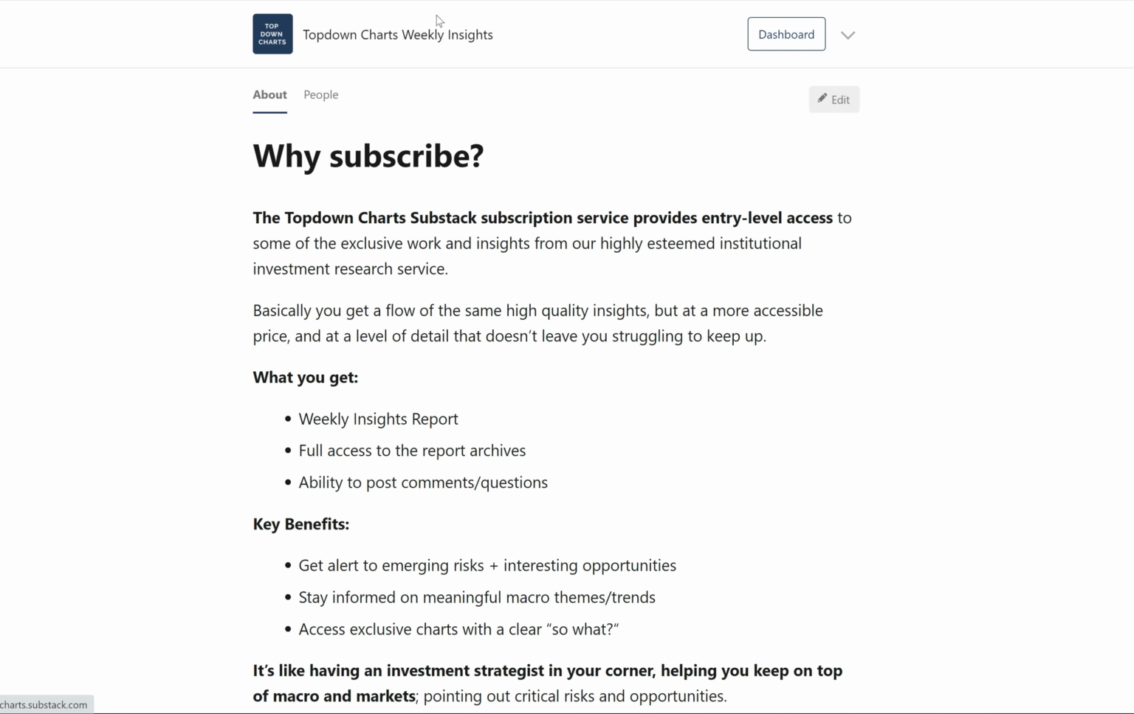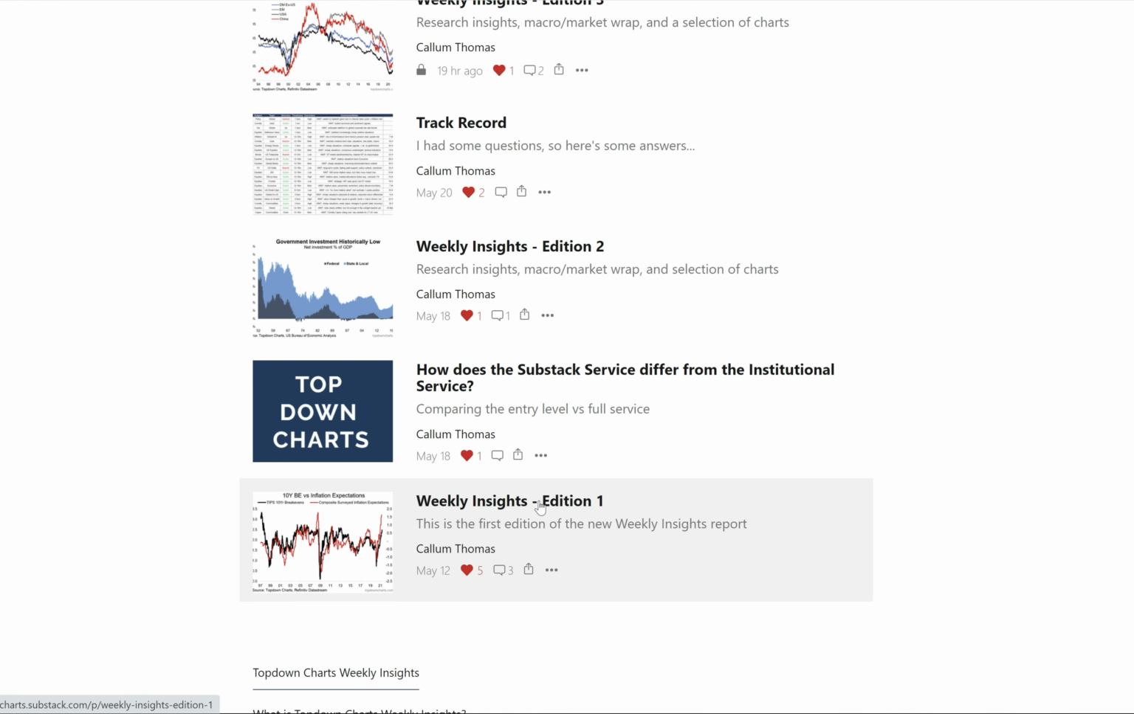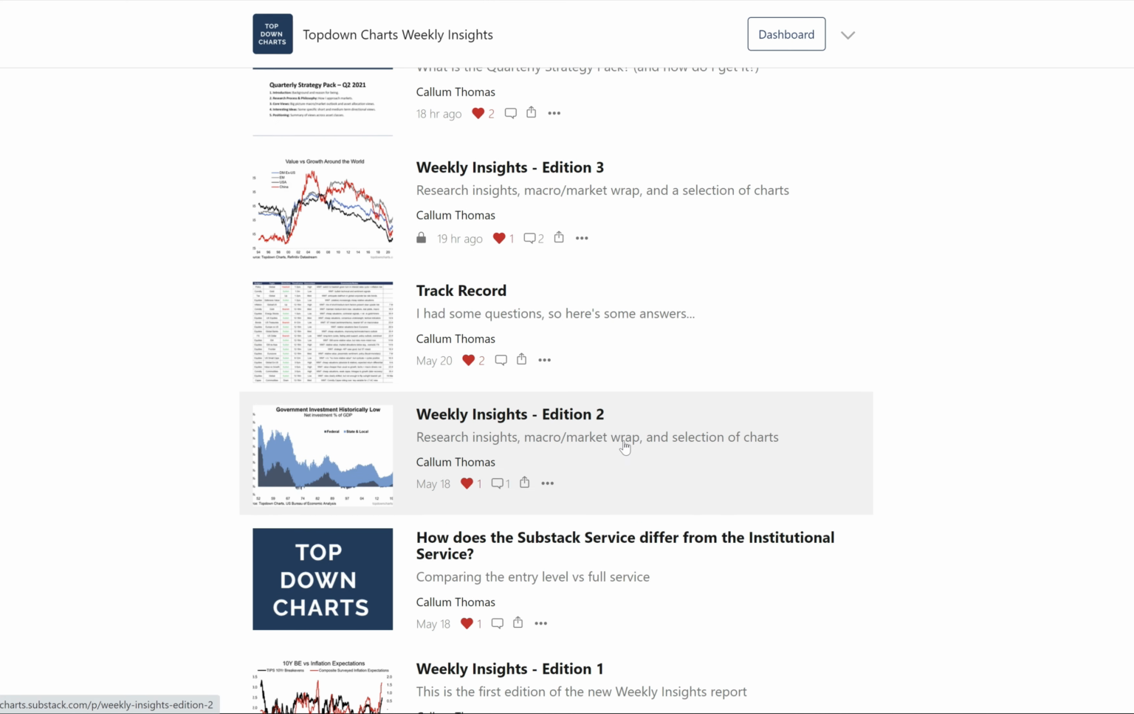Why don't you take a look? I will note here, if you look here, you can see edition 1, so that's been unlocked, so is edition 2, so you can actually read those and get a good look at what we look at in the weekly report here. And you can also look at the track record article there, which will give you a bit of insight into that. You can have a look at this one here. How does it differ from the institutional service? So that kind of gives you a good glimpse at what we're doing on the full service there.